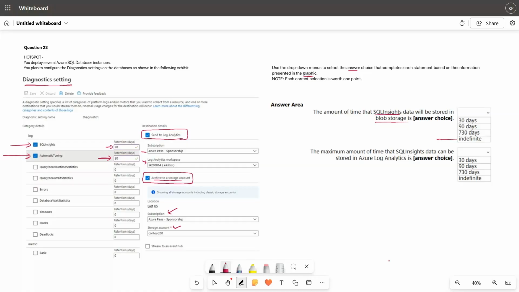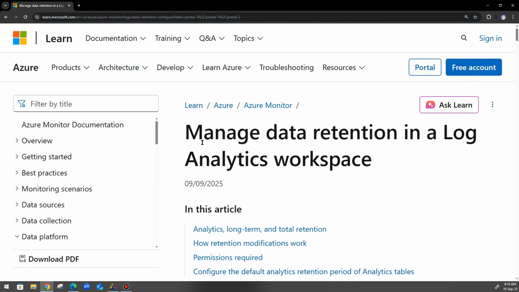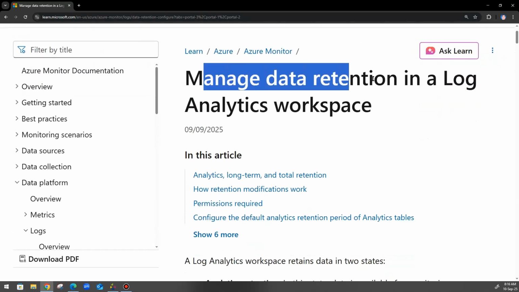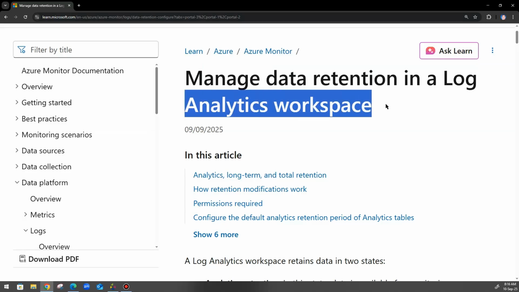Therefore, this is indefinite. The second question is the maximum amount of time that SQLInsights data can be stored in Azure Log Analytics: 30 days, 90 days, 730 days, or indefinite. To find the answer to this question, we will have to go to the Microsoft documentation. So let's go there. We are on learn.microsoft.com, at manage data retention in a Log Analytics workspace.